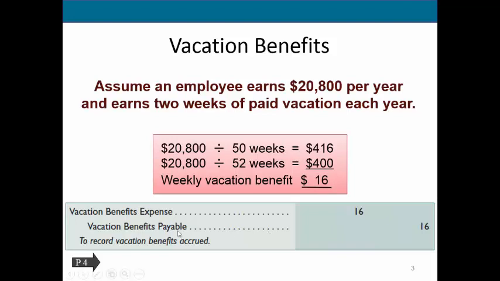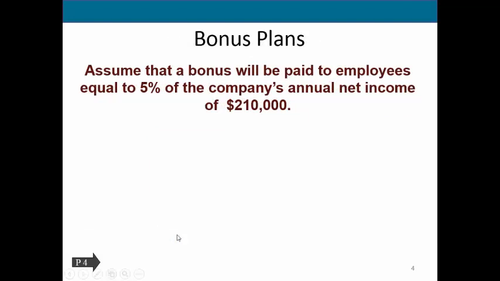Typically a year has 52 weeks, but if they're only having to work 50 of those weeks, dividing by the two different amounts, you can see the difference in their weekly pay. And you can see here the difference is $16 of weekly vacation benefit. So we would go ahead and book that as a vacation benefits expense and then vacation benefits payable. As someone then takes their vacation, we would reduce the payable and show that that benefit is being paid.